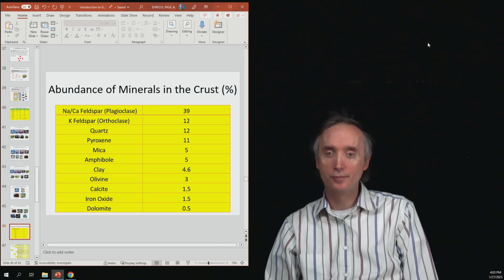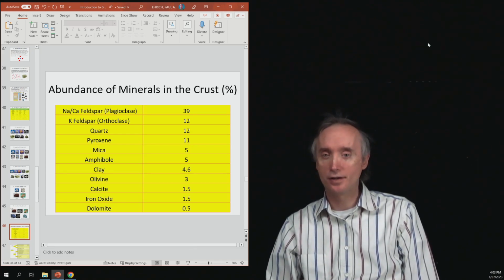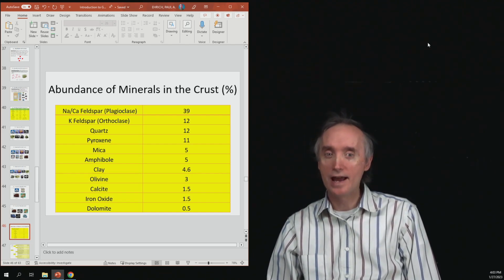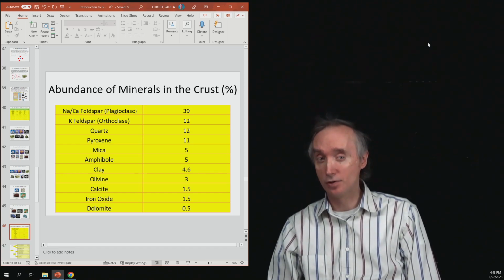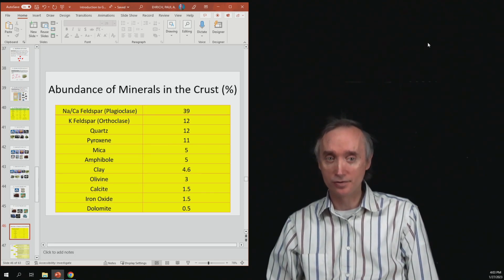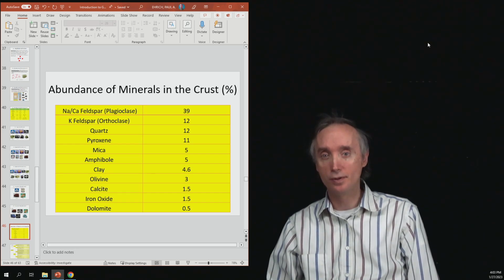Okay, I'm back. And before we look at how to identify minerals, let's finish this up and talk about the abundance of the different kinds of minerals in the crust. If you recall, we said which class of minerals is the most abundant. It's the one that has the silicon and the oxygen, so those were the silicate minerals. But there's a whole bunch of silicate minerals. So which one of the silicate minerals is the most abundant?